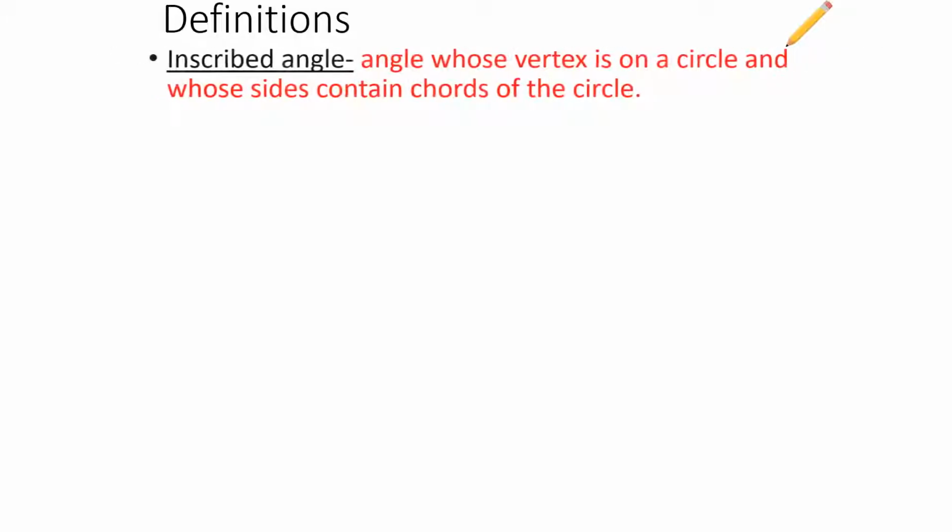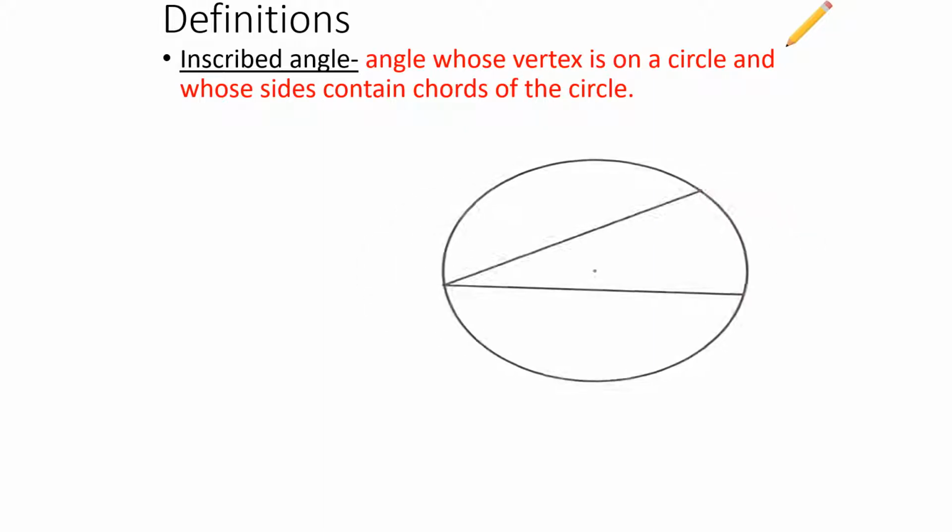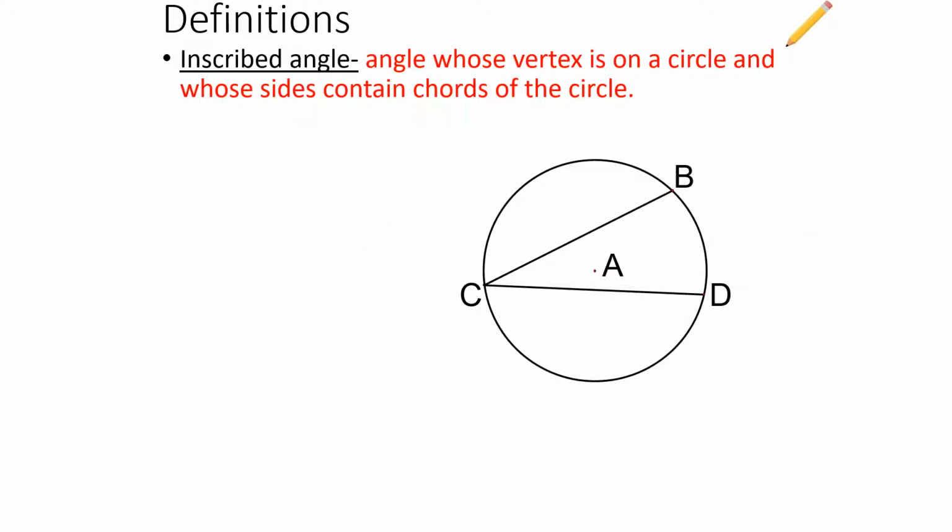Before we do some examples or any theorems, let's obviously start with some vocab or some definitions. An inscribed angle is an angle whose vertex is on the circle and whose sides contain chords of the circle. So in our picture, our inscribed angle would be the angle BCD, or this angle right here. Notice that its vertex C is on the circle and its sides, or segments CB and CD, are chords of the circle.